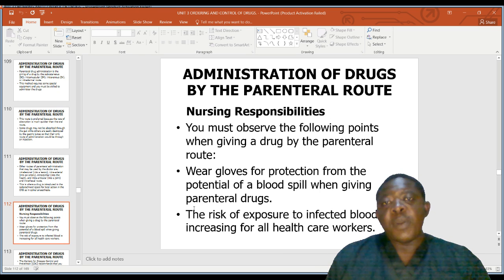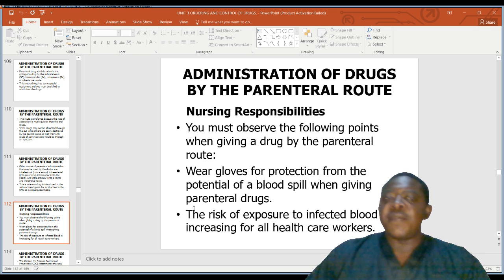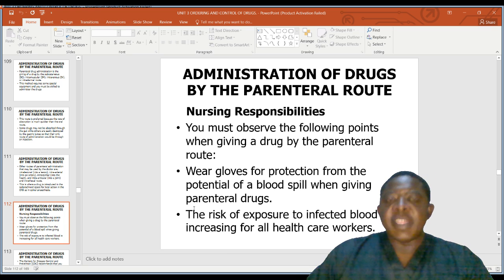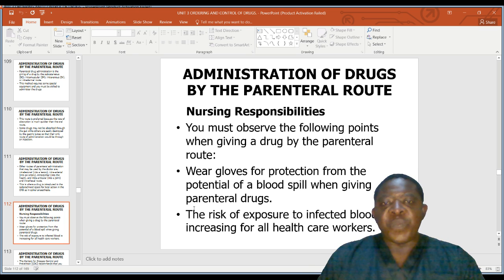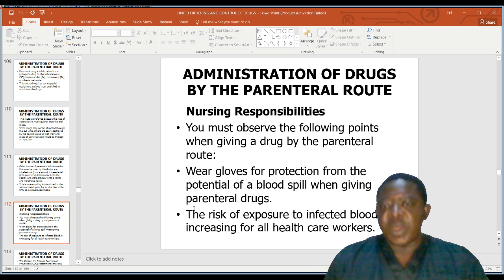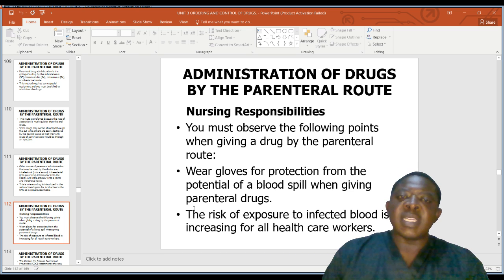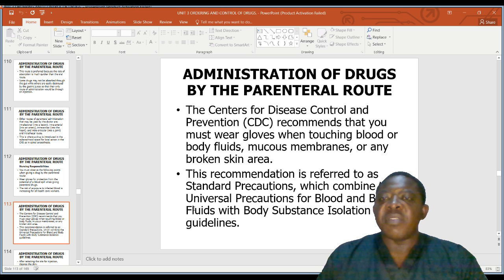Okay, so now for parenteral route, what are some of the nursing responsibilities? You must observe the following points when giving a drug by the parenteral route. Wear gloves for protection from the potential of a blood spill when giving parenteral drugs. The risk of exposure to infected blood is increasing for all healthcare workers, so it's important that necessary precautions are taken. Okay, the Center for Disease Control and Prevention recommends that you must wear gloves when touching blood or body fluids, mucous membrane, or any broken skin.